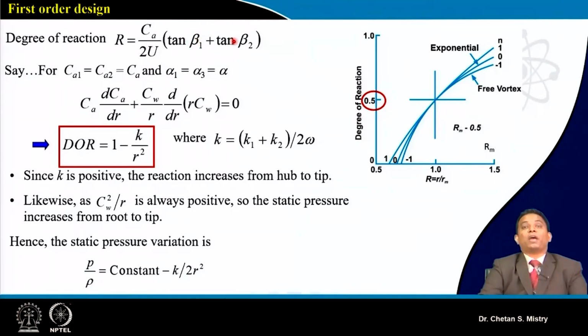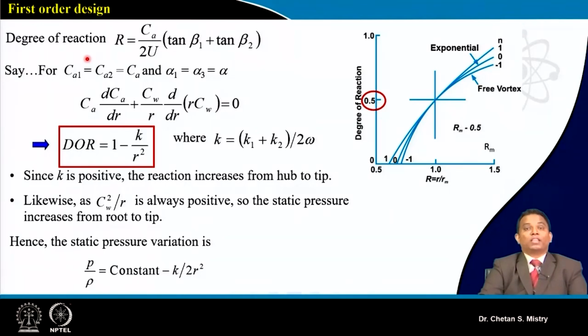Suppose I am assuming my axial velocity to be constant. If this is your case, just realize one of the conditions we are putting: Cw into r equal to constant, that's my one condition. And what are we assuming? We are assuming our axial velocity to be constant, so that's my second condition. If that's your case, you can understand you are able to calculate what is happening with my stagnation enthalpy or my work done.